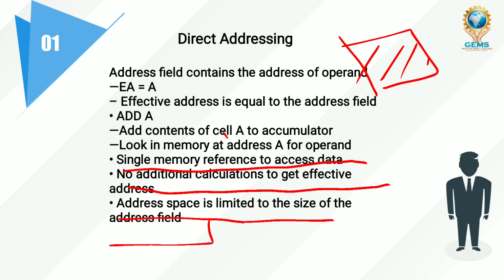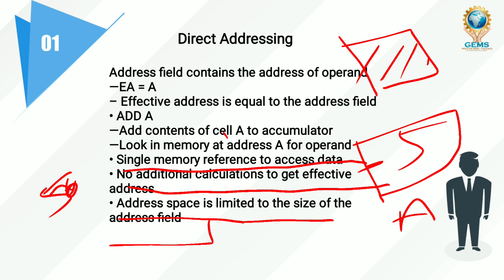Direct addressing. The address field contains the address of the operand. What is the address of the operand? For example, 5 is there, and this 5 is stored in the variable A.